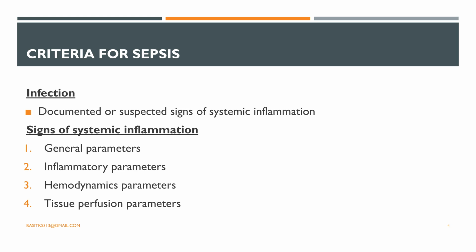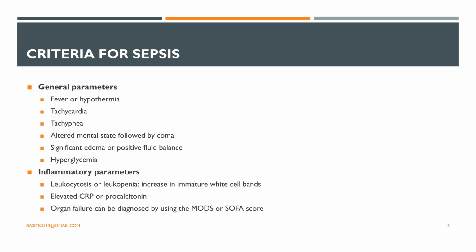Sepsis criteria include a documented or suspected infection and signs of systemic inflammation. These signs cover general, inflammatory, hemodynamic, and tissue perfusion parameters. General parameters include fever or hypothermia, tachycardia, tachypnea, altered mental state, significant edema, and hyperglycemia.